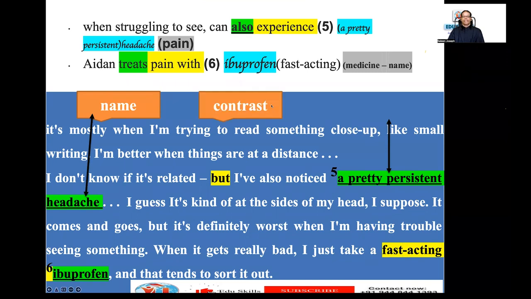Now you see, as I said, name, contrast, adjective, and you have comparisons. Here again, ibuprofen is the name of the medicine, and a pretty fast acting is the adjective. Pretty persistent is the adjective being used. Headache is the name of the disease, but is the contrast. So these are the clues that tell you here is the answer.